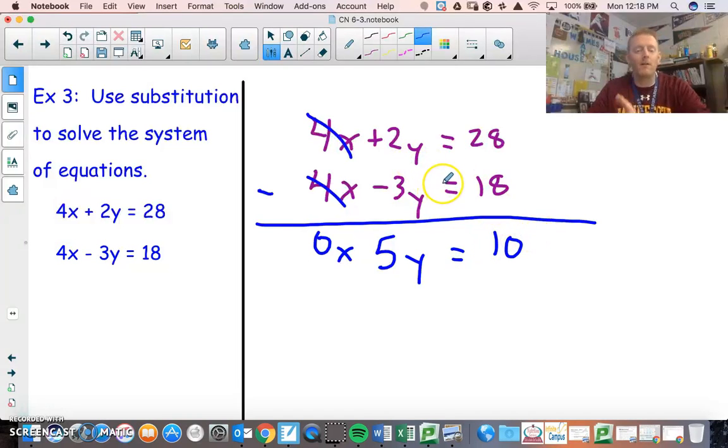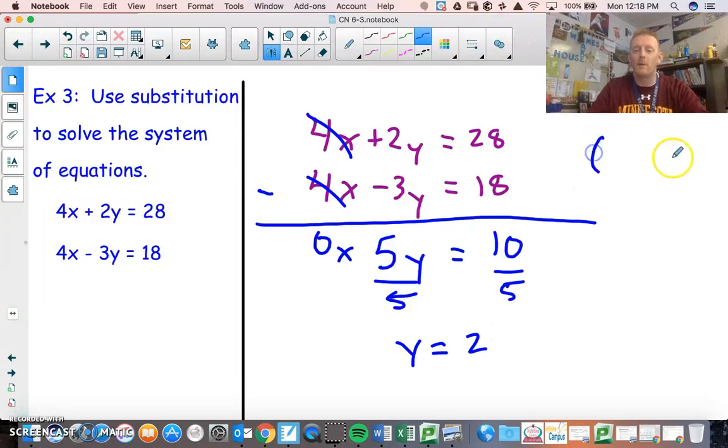The big error that's going to happen here, folks, is you're going to try to do 2y minus 3y to get negative 1. That is not correct because it was minus a negative. So keep track of those things. So we get ourselves 5y equals 10. We're going to divide by 5, and that's why y is equal to 2.